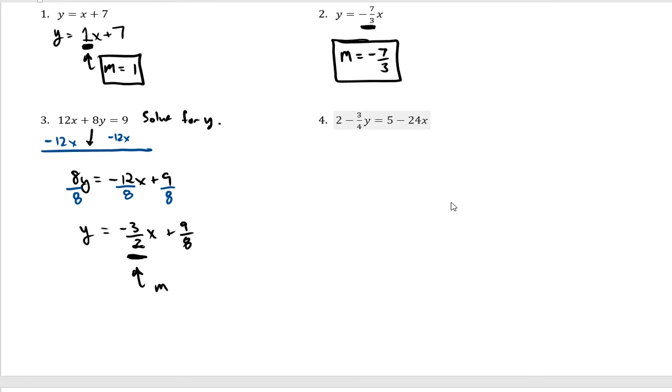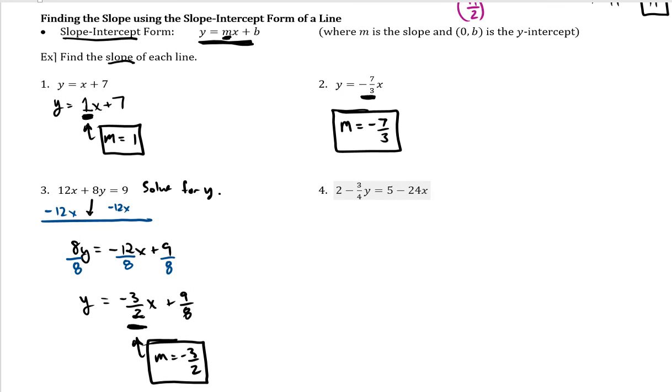Now that it's in the form, all I have to do is look at what's attached to the x, which is the negative 3/2. And that's our slope. Okay, and then later on we'll graph these and verify and show that we have the correct slope with a picture. But let's get one more in here.